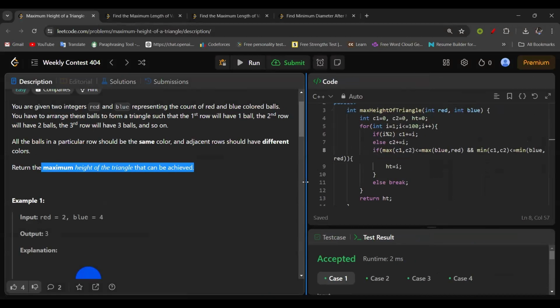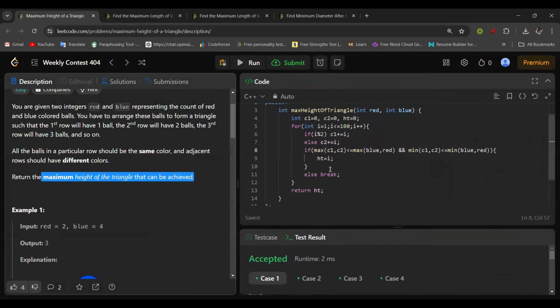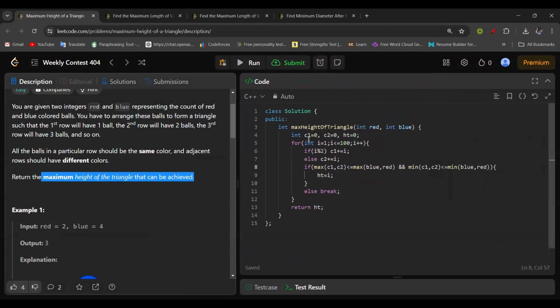As I told you, I took variables C1 and C2. C1 was keeping the count of the number of balls needed at odd indexes, and C2 was keeping the count of the number of balls needed at even indexes. And I initialized the height variable to 0. Now I started with i equal to 1.